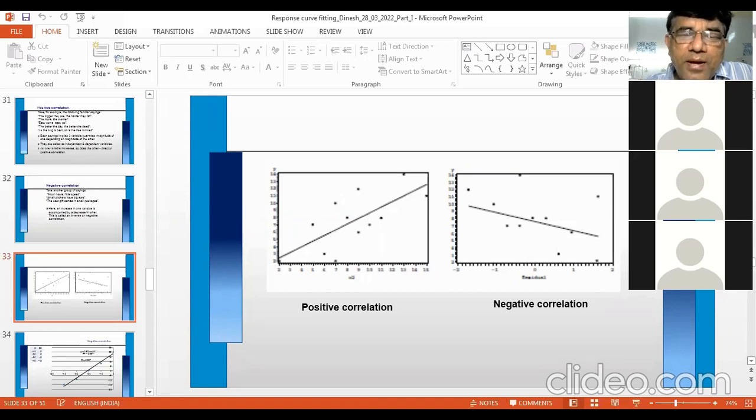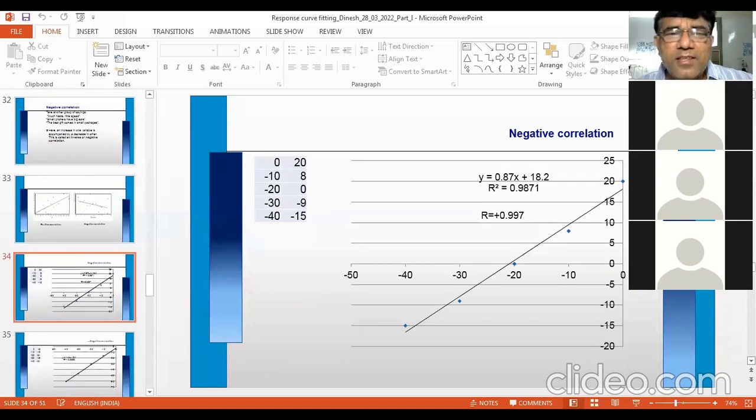So what will happen if both the variables are decreasing? Can there be any case where two variables can decrease? What will be the relationship, what kind of correlation? Will it be positive, negative, or no correlation when both are decreasing? So that will be a positive correlation.